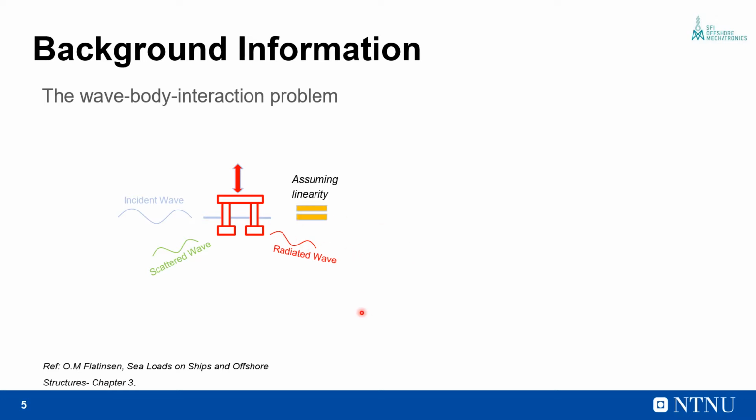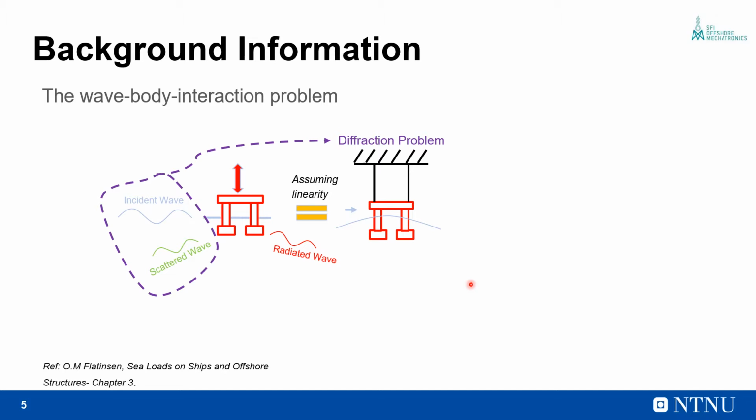Assuming linearity, the total effect of the wave body interaction can be split up into two subproblems. The diffraction problem, where we consider the effect of the incident wave and the effect of the scattered wave with the body assumed fixed at its mean position, and a radiation problem, where we consider the effect of the oscillation of the body along its 6 degrees of freedom and the associated radiated waves.